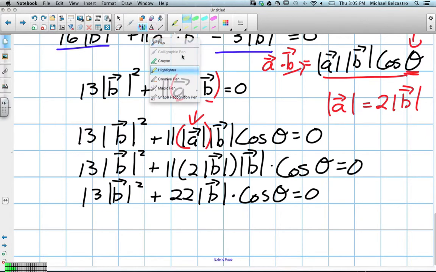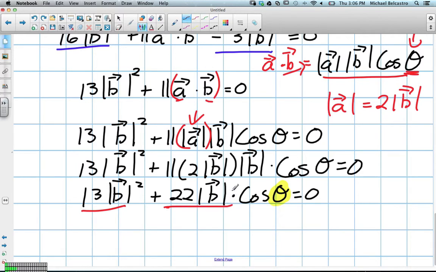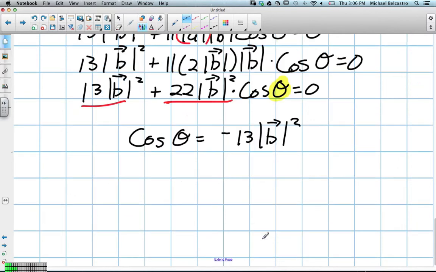Okay. Now remember, the goal is to get theta by itself. So we're going to move 13 B squared to the other side. It'll become a negative. And then we're going to divide by 22 times the magnitude of B squared. Okay. So the next step will look like this. Cos theta is equal to negative 13 magnitude of B squared divided by 22 magnitude of B squared. So I kind of did 2 steps in one there for you guys. Okay. Magnitude of B squared can cancel out.